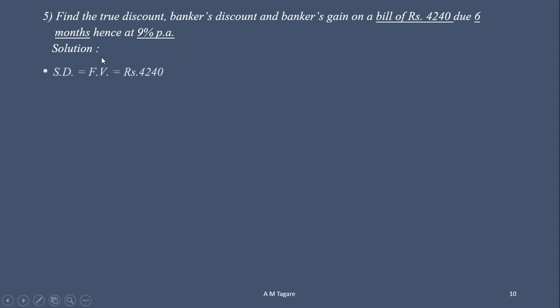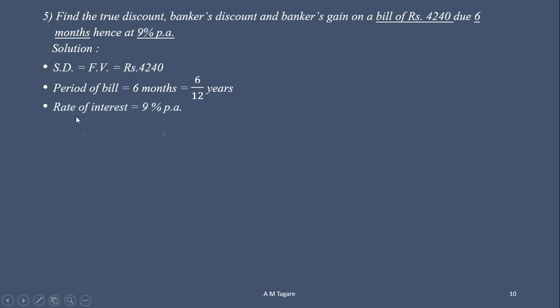Now we'll list these things. Sum due, or it is also known as face value, is equal to rupees 4,240. Now period of the bill is 6 months, we convert it into years, 6 upon 12 years. Now rate of interest is 9% per annum. We want to find these three things. Now sum due is given, and we know that banker's discount is calculated on this sum due, and n and R, these values are also given.